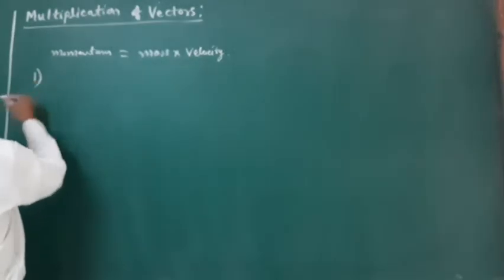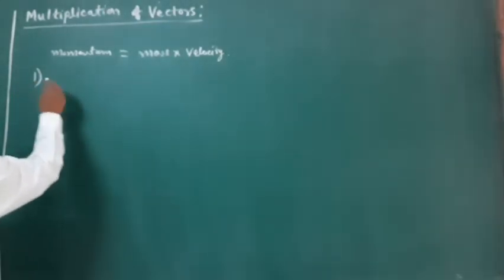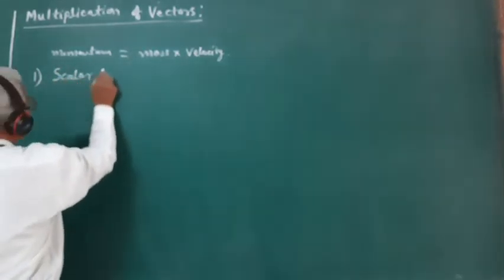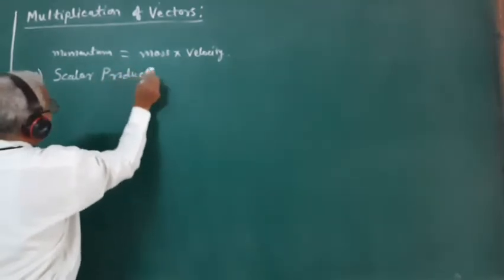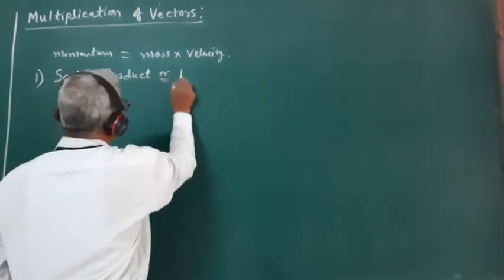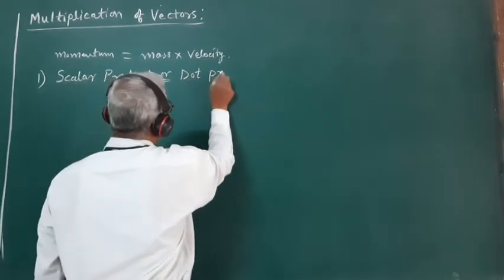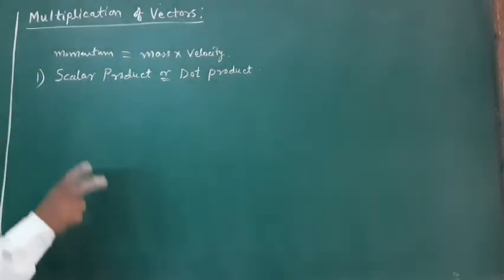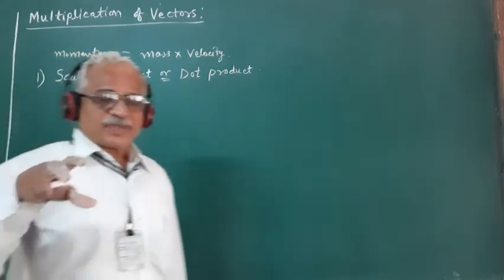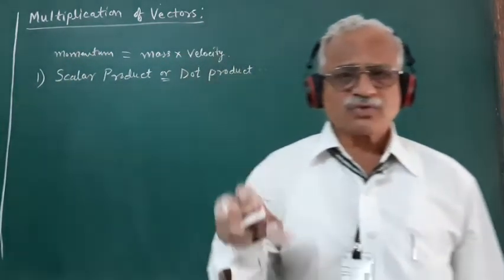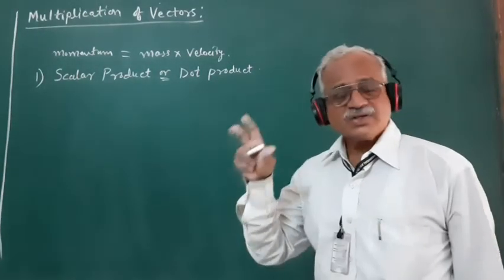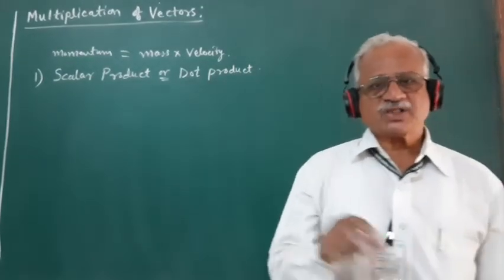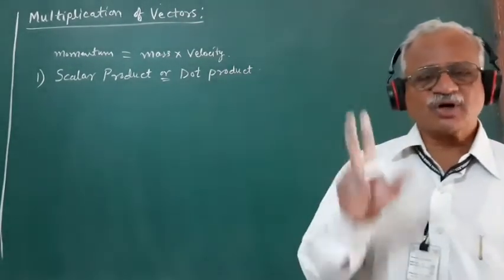The first type of multiplication is called as scalar product or it is also called as dot product of the two vectors. In case if the result of multiplication of the two vectors results into a scalar quantity, it is called as scalar product or it is also called as dot product of two vectors.